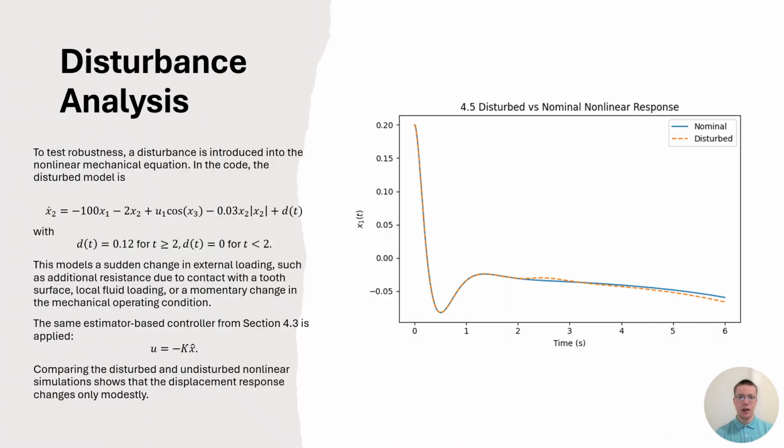For the disturbance analysis, the disturbed model was set to be this, with these particular definitions. This models a sudden change in external loading, which could be caused by additional resistance due to contact with the tooth surface, local fluid loading, or a momentary change in the mechanical operating condition. Again, the same estimator-based controller from section 4.3 is still applied, and here you can see that disturbance applied here, with not a very large effect in the regular nonlinear response.